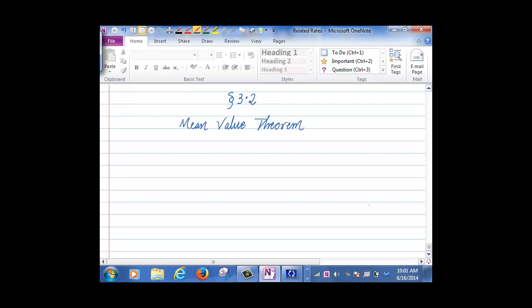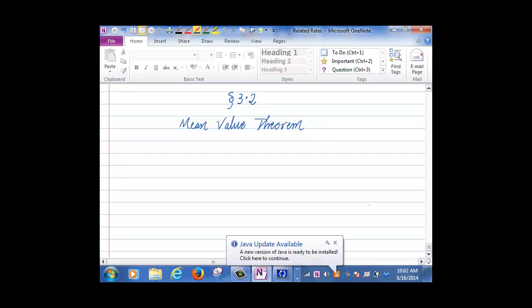Okay, so the mean value theorem, what it says is that you consider a function over a closed bounded interval, and on that interval that function has an average value, right? And what it says is that the average value is the same as the average rate of change of that function. And mean value theorem says that the average rate of change of f over an interval is the same as the instantaneous rate of change of f at some point in that interval.